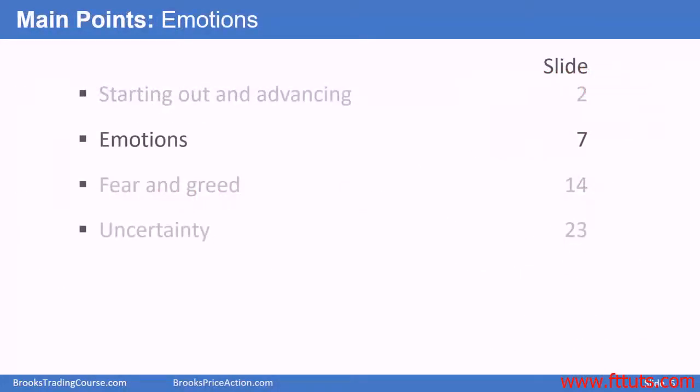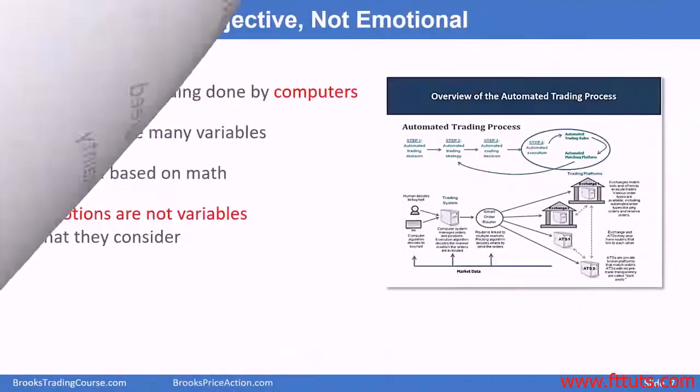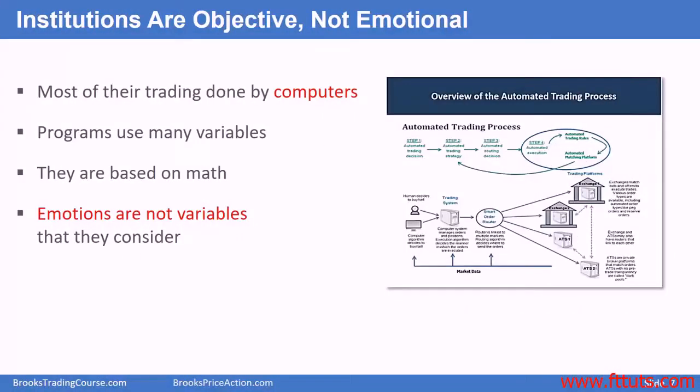I want to talk a little bit about emotions. Most of the trading that takes place in any major market is being traded by computers, computer algorithms, and they use many variables, and they're based entirely upon math. When I say emotions are not variables that the computers consider, that is not entirely true, but for the most part it's true. For example, some computers will look for words like fear or anger or depression or overbought or oversold, and they'll count the number of times those words are used in maybe Twitter over the course of the past 5 minutes, and they will make trades based upon that. But in general, the computers are basing their trades upon the charts, not on emotions.